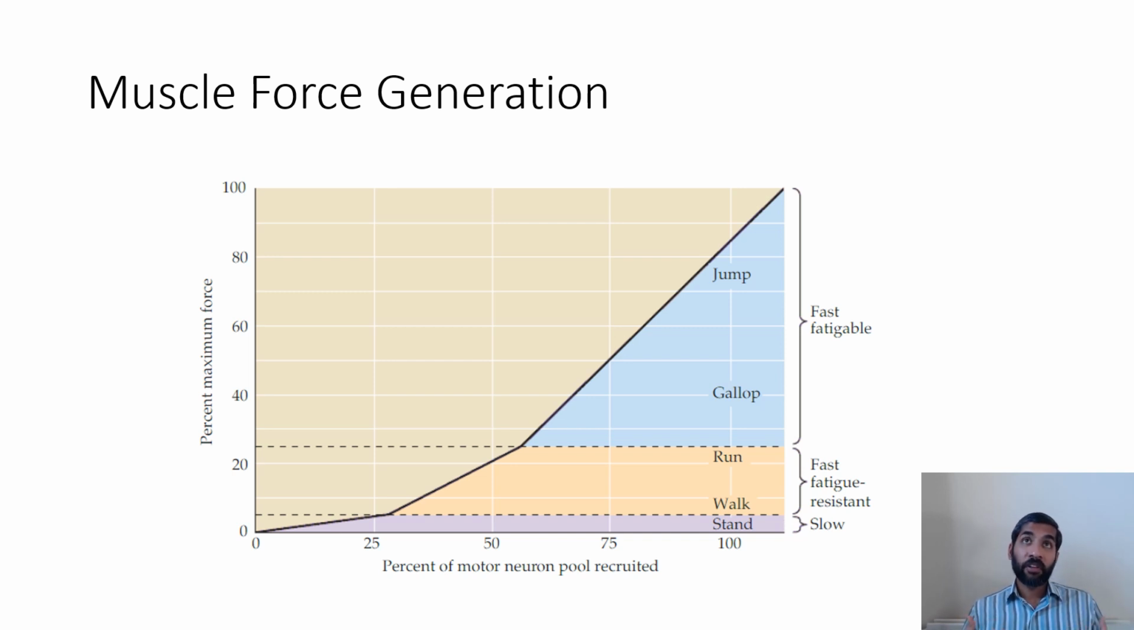So when you're generating force, what happens? If you are generating a very low amount of force, then only the slow fibers get recruited, right? Those motor units are firing. If you want a little bit more force, the fast fatigue resistant muscles come into play. And if you want a little bit more force, that's the time when the fast fatigable muscles also come into play. So as your force requirement goes up, more and more muscles are recruited.